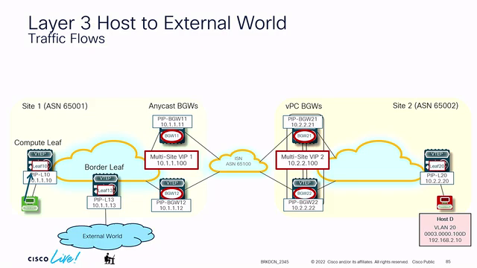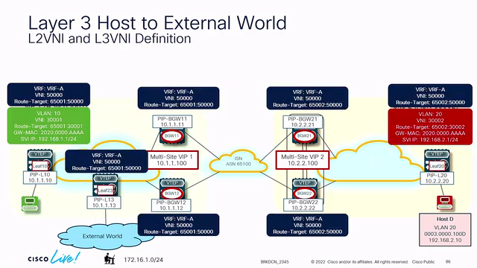It's basic routing. So what we expect to happen is that the compute leaf in site 1 will encapsulate to the local border leaf to talk out, and the compute leaf in site 2 will go through the usual path, border gateway, border leaf, to send the packet out to the external network. Now, how does it happen?